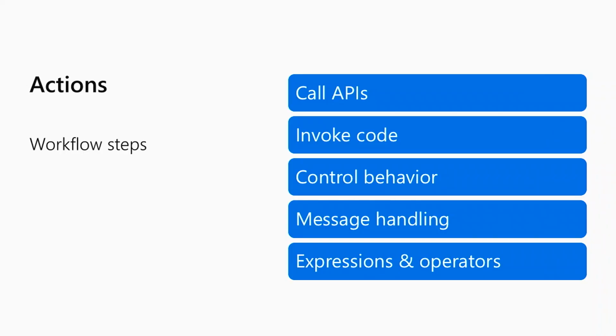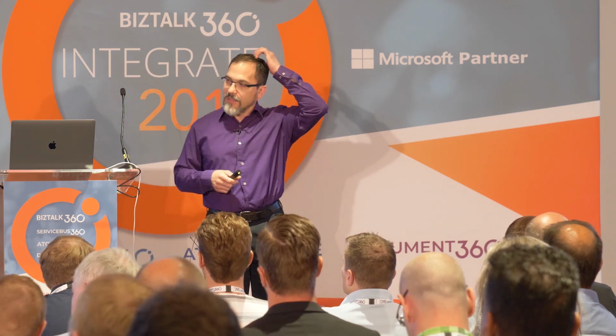There's control behavior, so you can terminate a Logic app. You can have custom retry policies on each of the actions. Every action that we have has a default retry policy so that we do the work for you, so that in case there's a blip in the system, you don't have to worry about how to handle that. We take care of that right out of the box.